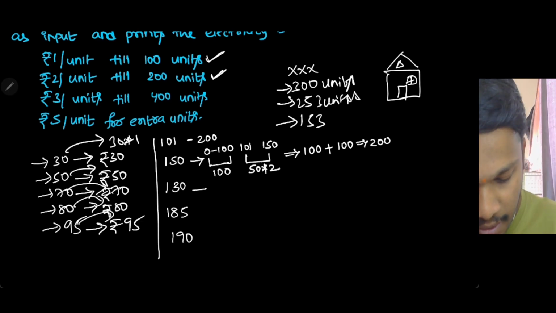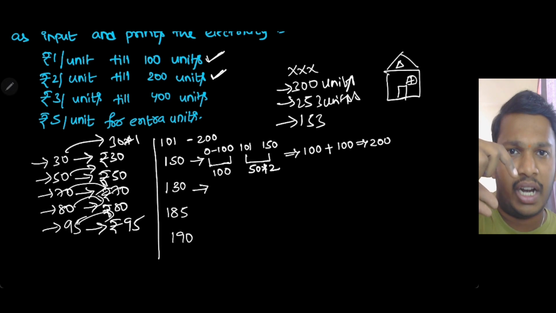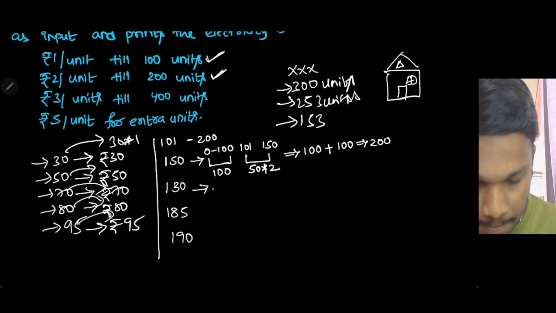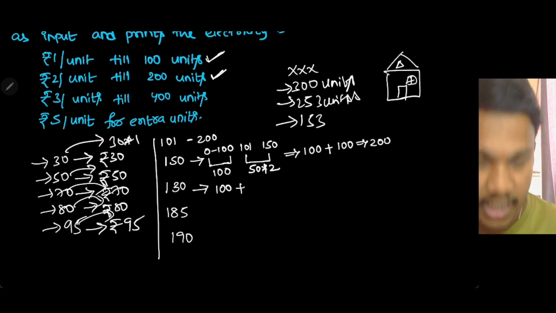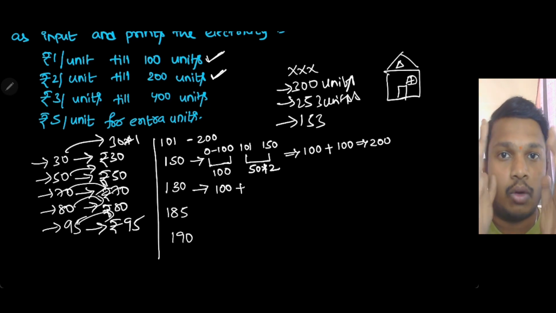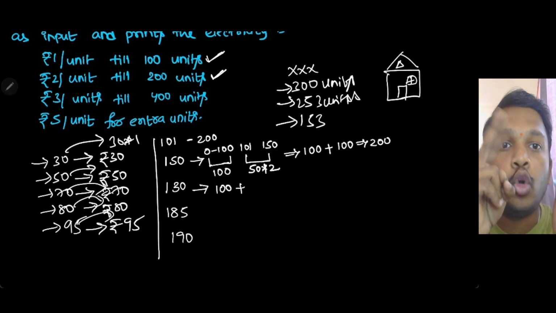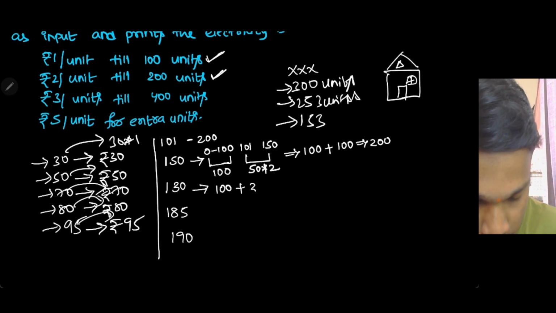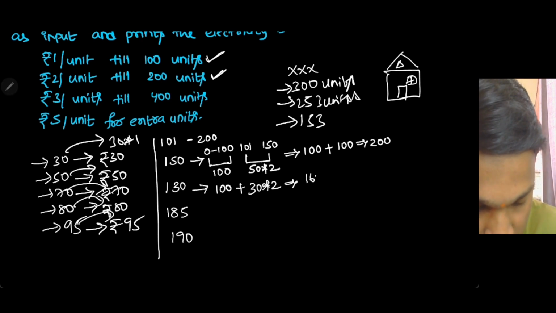Similarly, the next case: for the first 100 units, he will pay 100 rupees. Next, 30 units are there, right? What did they tell? Till 200, 2 rupees per unit. So 30 units times 2. So he will pay 160 as the bill.